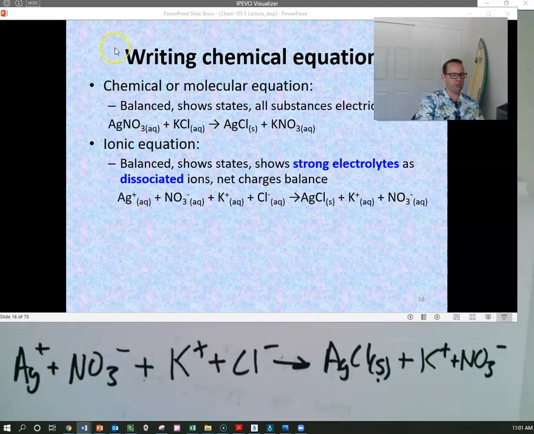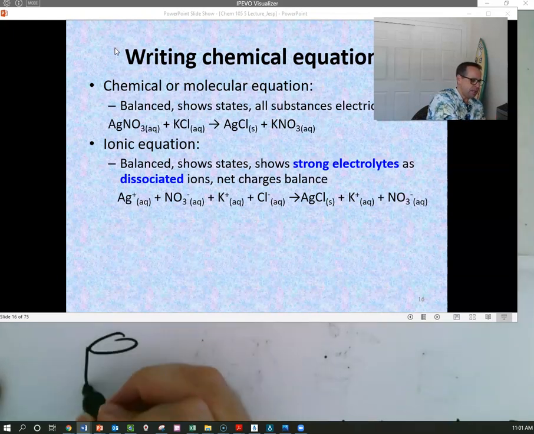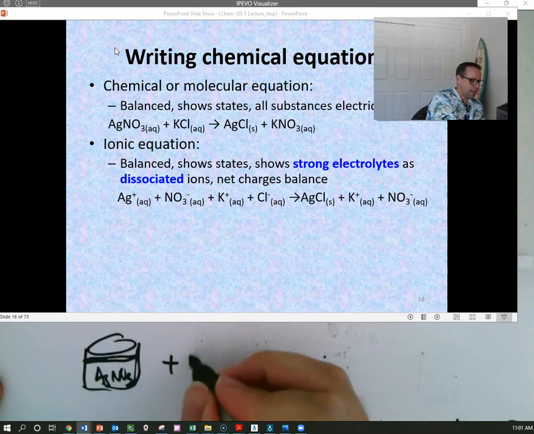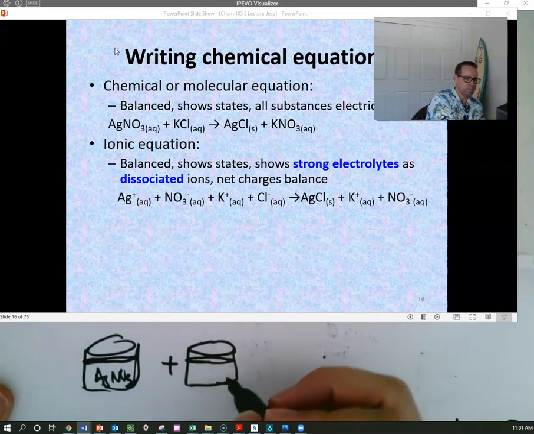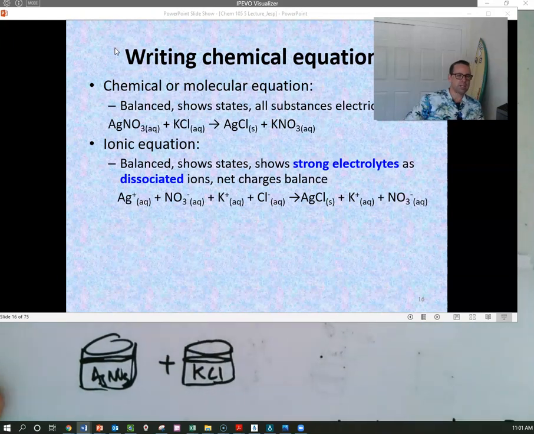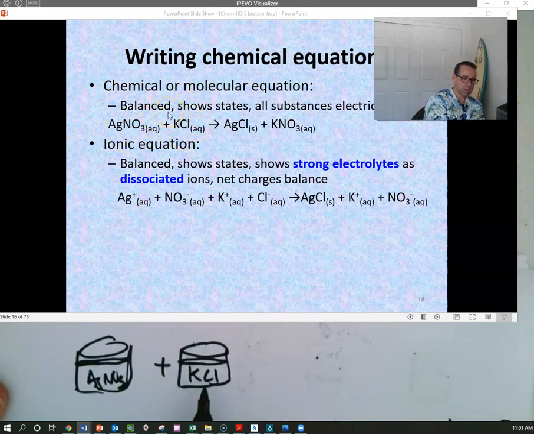Because I have a container, for example. This reaction says I have this container, and in this container I have some AgNO3, but it's dissolved in water. And now I'm adding it to another container. What does this container have in it? Water. Well, it has water, but the chemical inside that water is KCl, right? Can you see that? Silver nitrate being added to KCl. Not just KCl, but it's dissolved in the water, right?